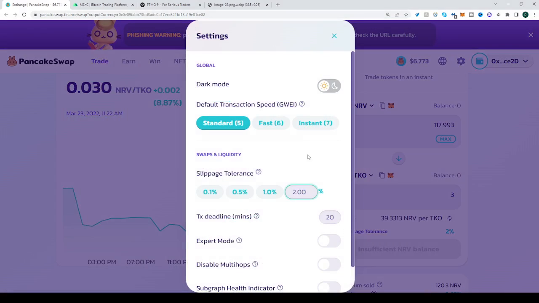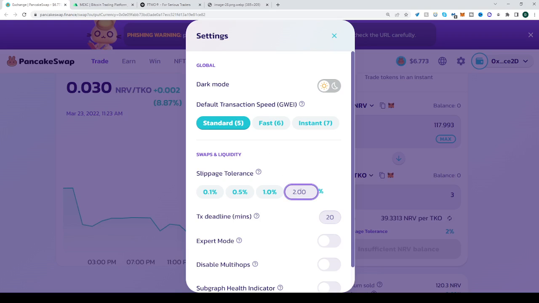But of course, if not, always try playing around with the transaction speed. Of course, fees and all that here. But usually what I found is when I try to place an order, it doesn't go through. When I up the speed of the transaction, it usually goes through that time.